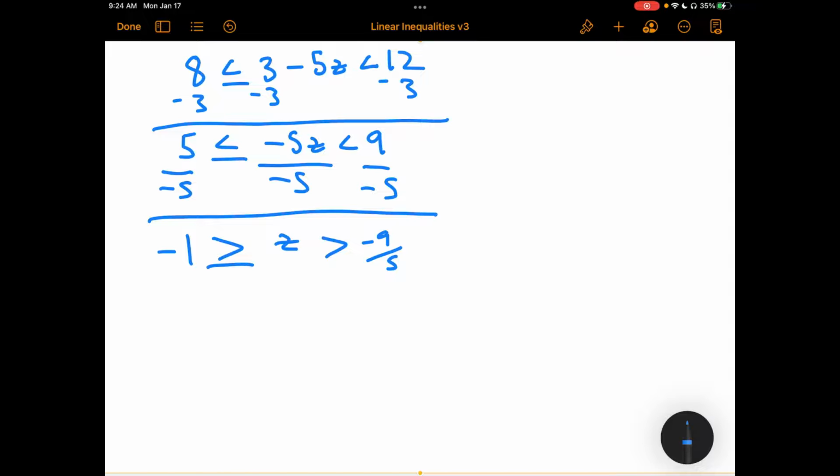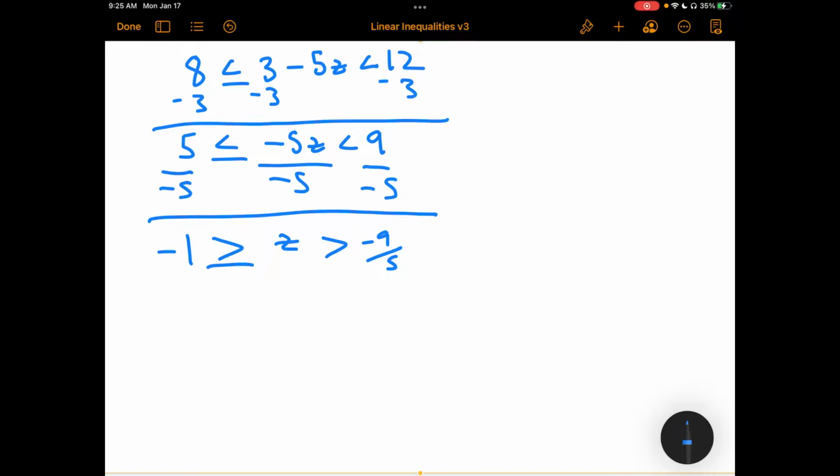So our inequality reads, negative 1 is greater than or equal to z, which is greater than negative 9 over 5. And to rewrite this, if you were using it to graph, I would rewrite it in the order of a number line. Since both of our numbers are negative, if you divide 9 by 5, you get 1.8, or in this case, negative 9 divided by 5 gives you negative 1.8, which is further to the left on a number line than negative 1.